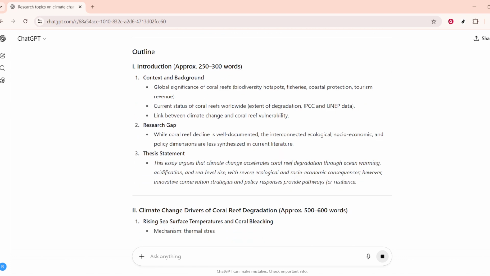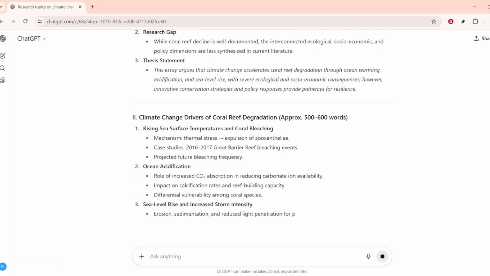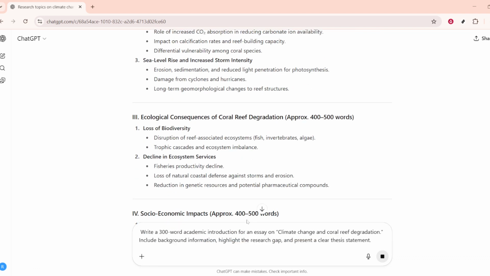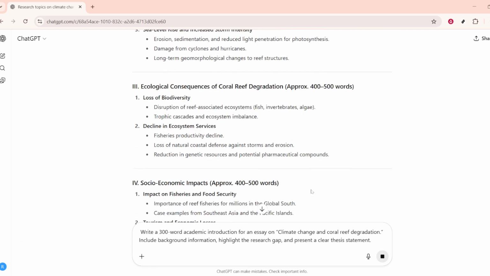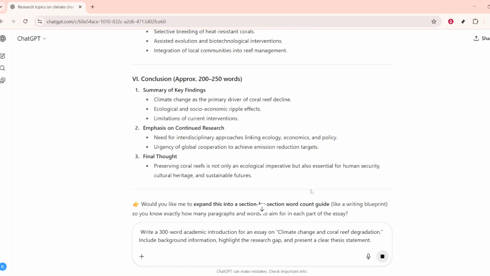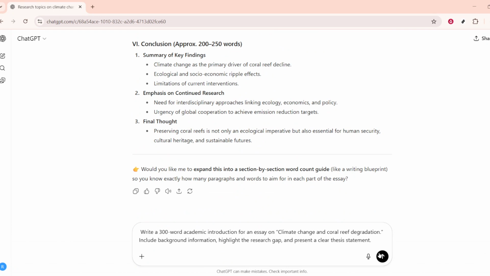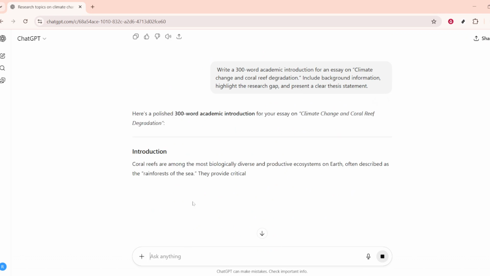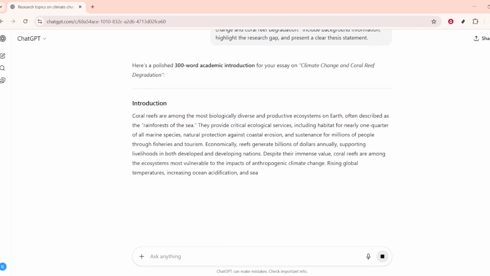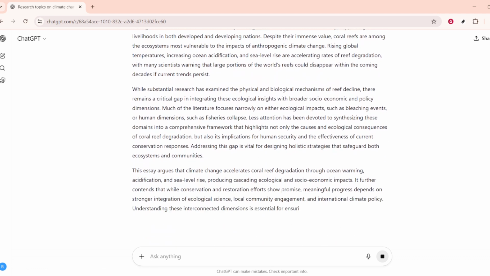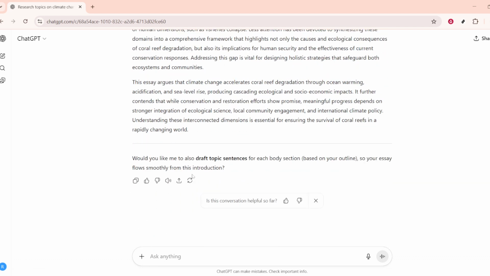Moving on, organizing your ideas into a coherent framework is essential. Let's take, for example, the topic of climate change and coral reef degradation. Begin by crafting a detailed essay outline for a 2,000-word academic piece. Your introduction should set the stage by providing context and highlighting the research gap before seamlessly transitioning into a clear thesis statement. The body of the essay can be divided into sections, each addressing specific aspects such as the causes and effects of coral reef degradation, preventative measures, and potential solutions. Conclude by summarizing the main points and restating the thesis, emphasizing the importance of continued research in this area.